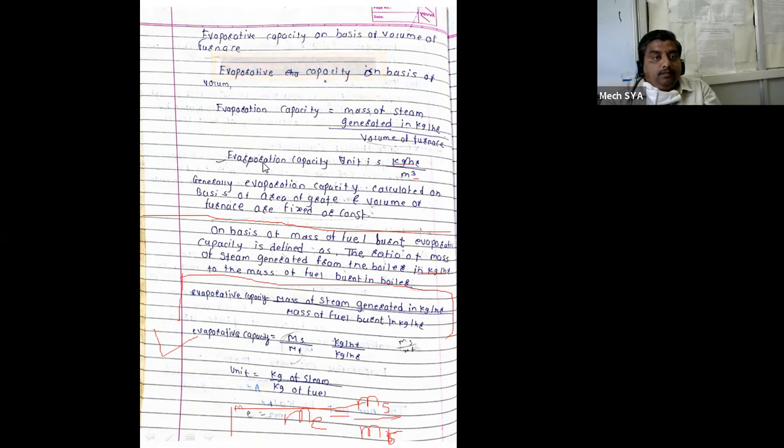Write down the evaporative capacity on the basis of volume of furnace: mass of steam generated in kg per hour divided by volume of furnace. The evaporative capacity unit will in that case be kg per hour divided by meter cube, and on the basis of grate area, kg per hour divided by meter square. Generally, evaporative capacity calculated on the basis of grate area and volume of furnace are fixed or constant. Very important is the basis of mass of fuel burnt: evaporative capacity is defined as the ratio of mass of steam generated from the boiler in kg per hour to the mass of fuel burnt in the boiler in kg per hour.